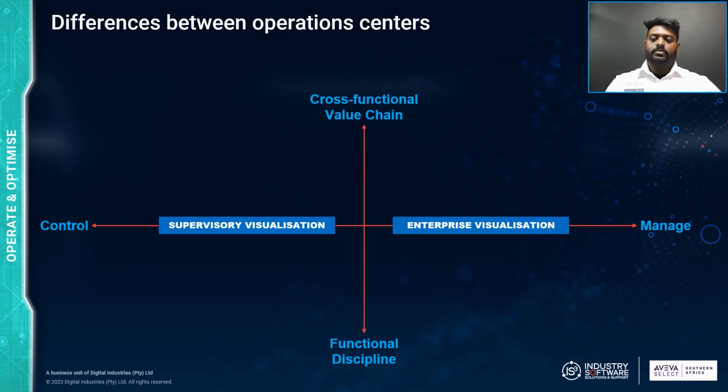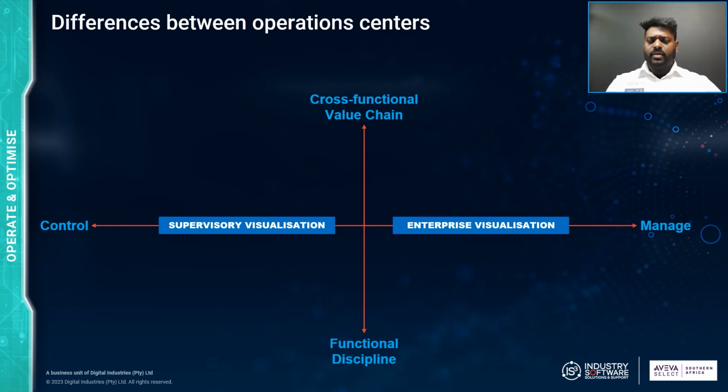Based on functional use, this means that the more focused an application is to the precise process equipment, viability, and operation of these aspects, the more aligned it is to the functional discipline. Applications with the broader view become cross-functional and look at the wider value chain performance and implications of the business. Let's look at the different operation centers.